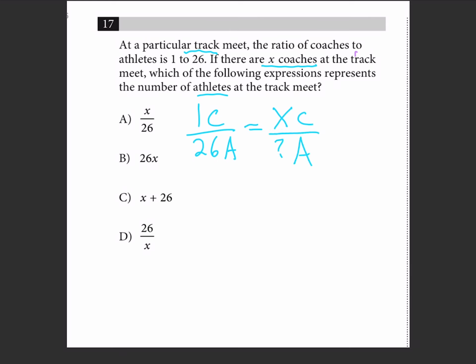So right here, I don't have to do cross multiplying because it's not that difficult, but I just want to recognize that from here I had 1, and I went to X. That means I multiplied that 1 times an X. So I'd have to do the same for the denominator. If I have 26 here, I'd have to multiply the same way, by X. Therefore I get 26x in the denominator here, meaning the number of athletes is represented by 26x.